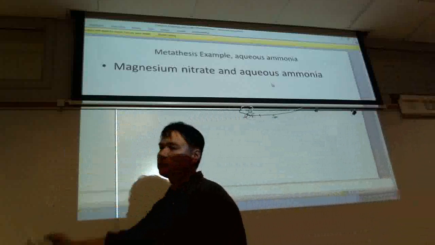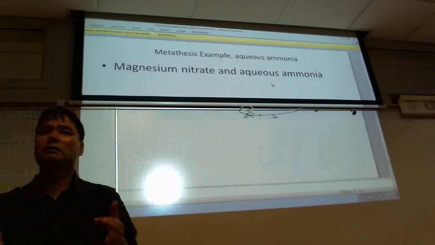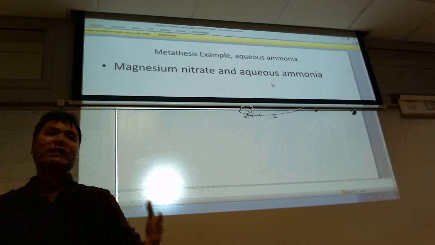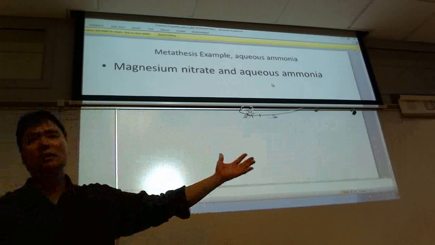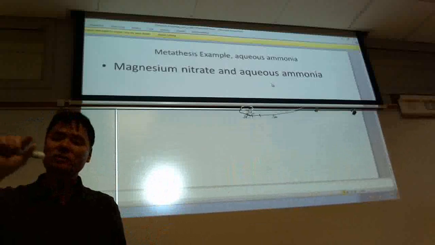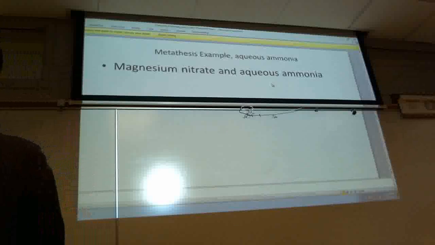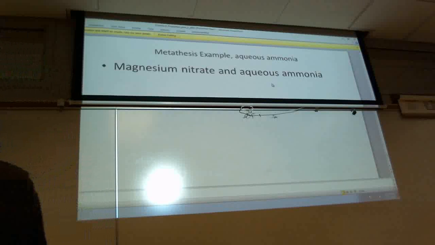Most ionic compounds are solid. So normally for something like magnesium nitrate, we would write solid. But if I have magnesium nitrate and I know there's aqueous ammonia around, then there's water. So even if I pour solid magnesium nitrate into aqueous ammonia, that magnesium nitrate will dissolve in water even before reacting with anything. It could happen at once, but it's going to dissolve first.